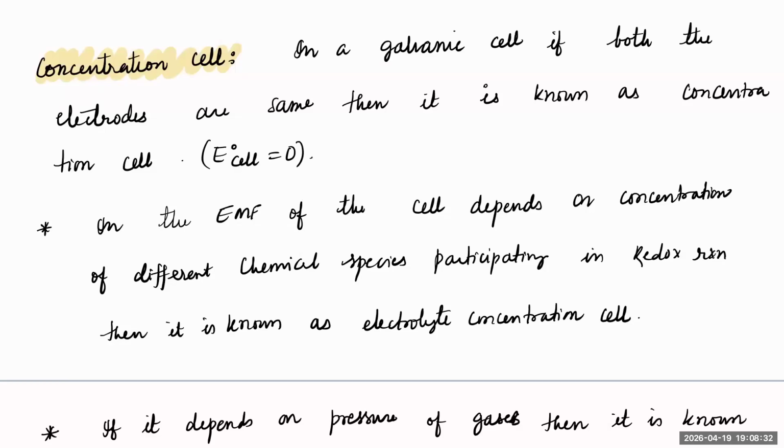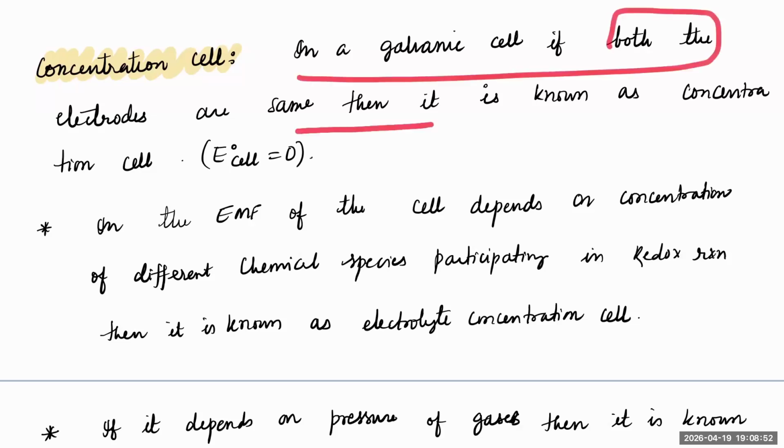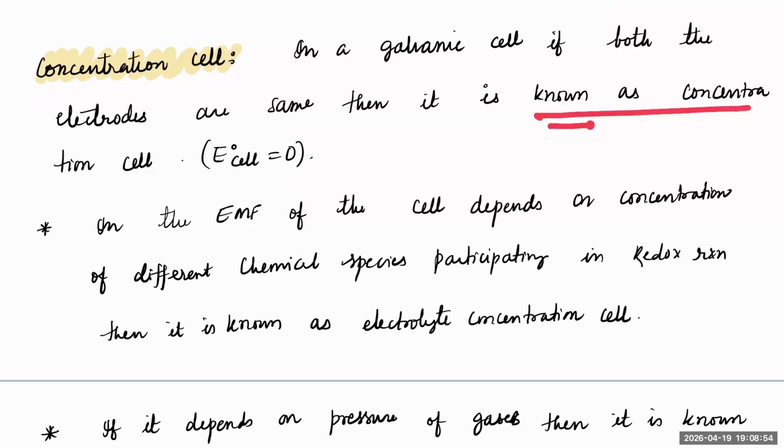In the last class, we discussed the applications of the Nernst equation. Another important application which you need to notice is concentration cells. So today we'll emphasize more on concentration cells. In galvanic cells, if both electrodes are the same, then we call it a concentration cell. In short, the E naught cell should be equal to 0.